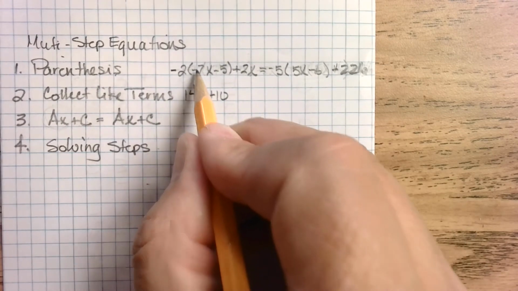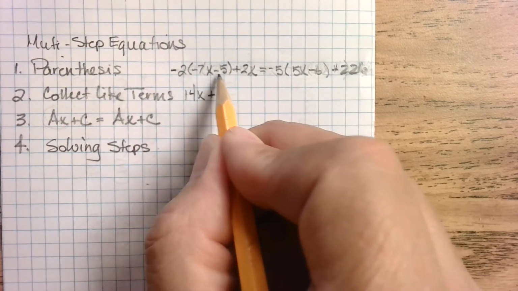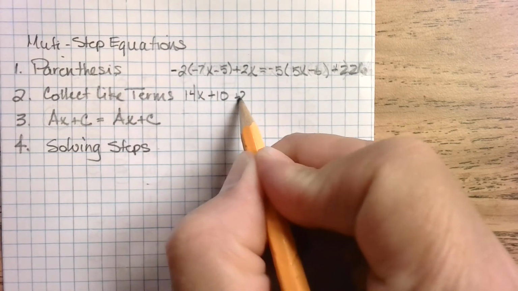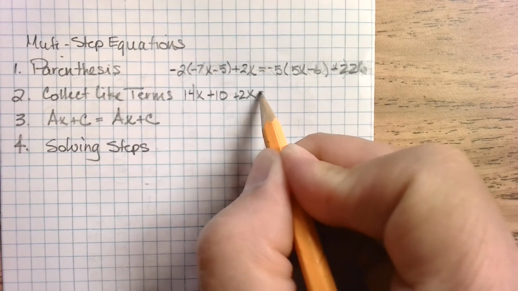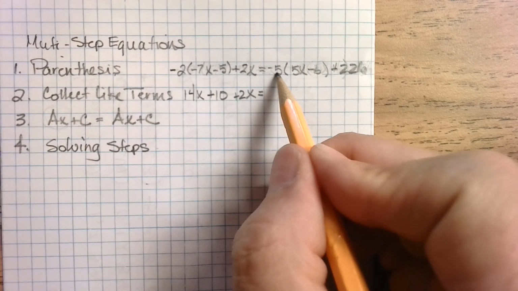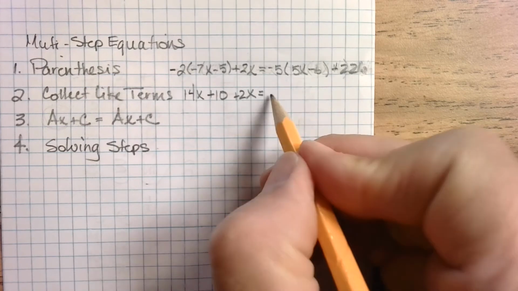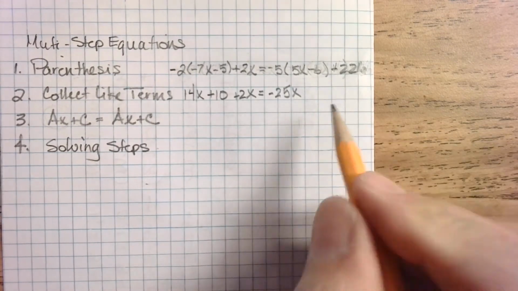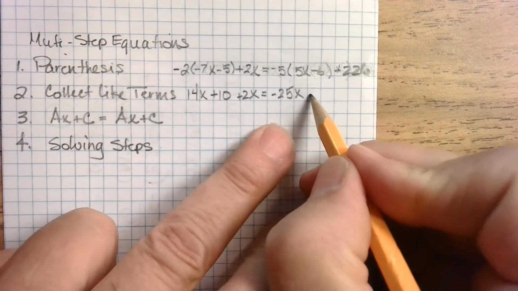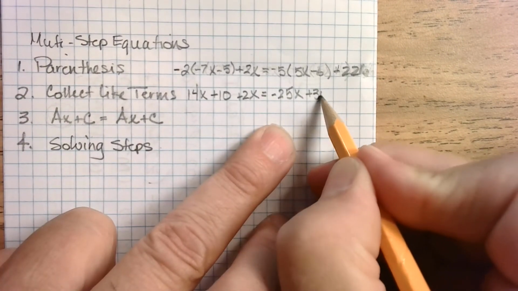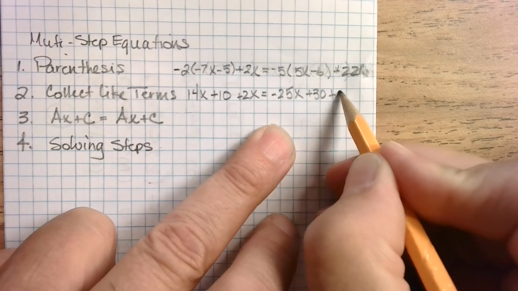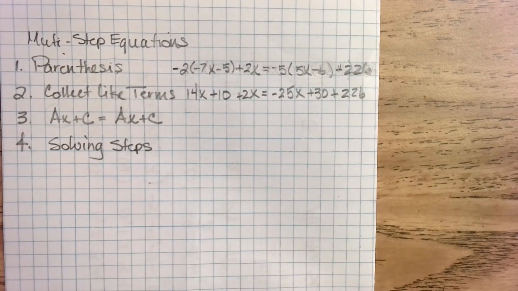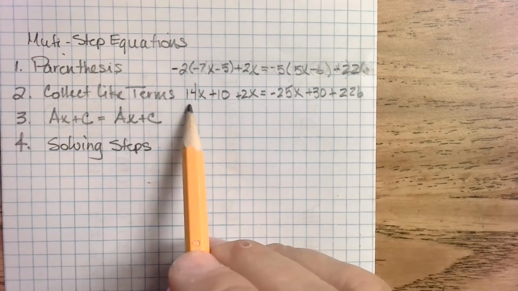So negative times a negative is a positive, so 14x. A negative times a negative is a positive. That gives me a 10, and I have a 2x. We'll collect those like terms later. A negative 5 times 5x is a negative 25x. And then I have a plus 30. And then I have plus 226. There we go.